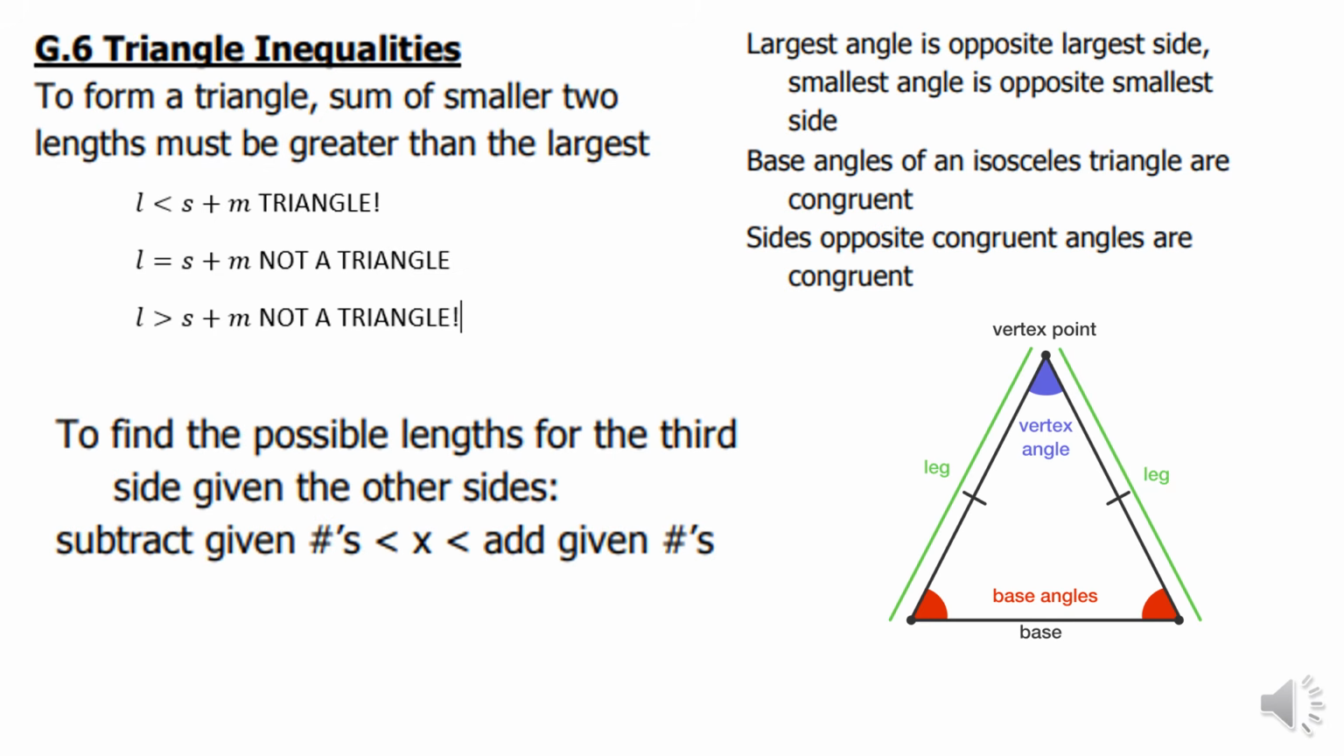And if you need to find the possible lengths for the third side of a triangle, take those two numbers and subtract them, and take your two numbers and add them, and that's going to give you your bounds. And you want to put less than signs in between. So it can't be equal to those two numbers, but that third side can be anything in between.